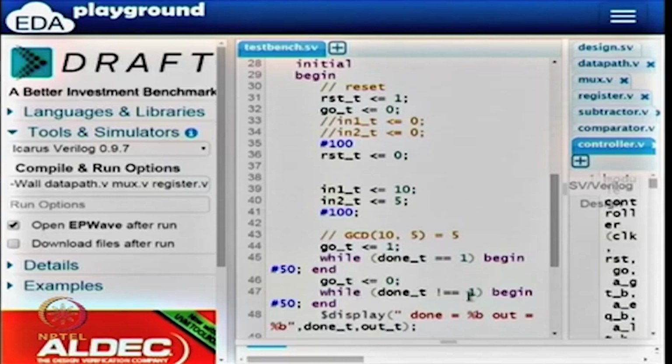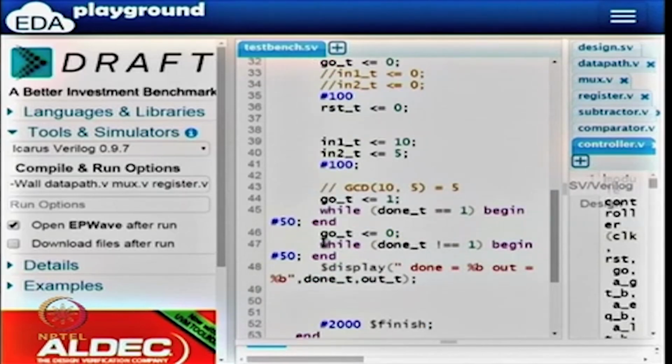So, while done is not equal to 1, we are saying that the state machine is still working. So I will have to wait, and when we exit this while loop we are ready to print out the output. When we exit the while loop we know that done is actually equal to 1, and at this point the output is correct. So this is the basic test bench plan.